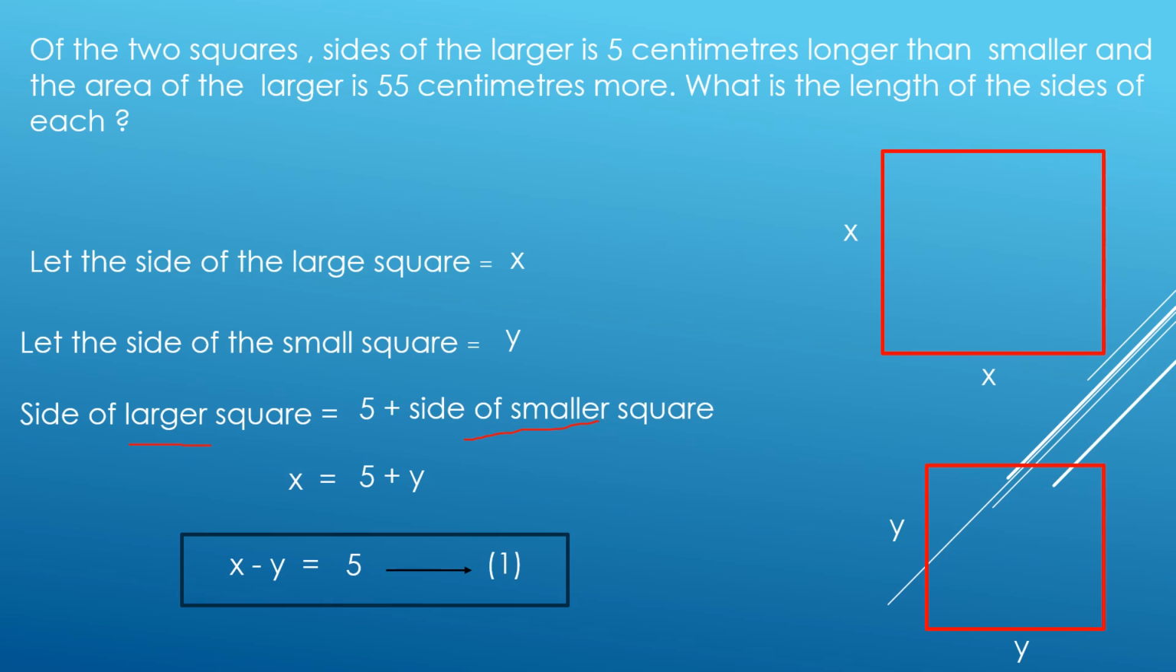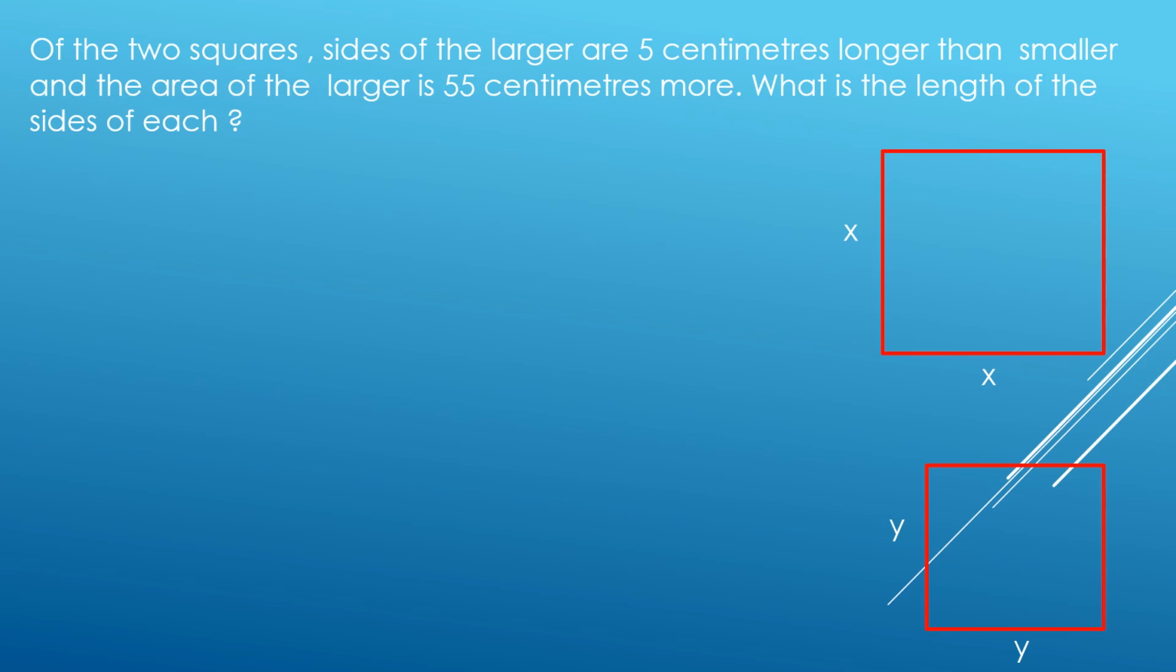Good. And we call this equation 1. Okay. So we have got one equation. Now, look at the second statement. The area of the larger is 55 centimeters more, isn't it? Now, let's write this in terms of area.